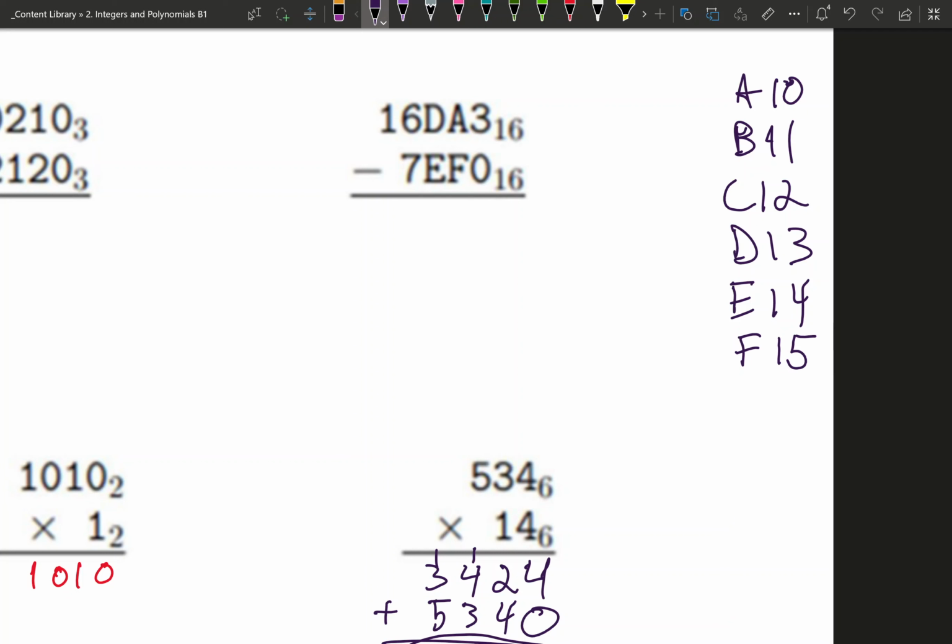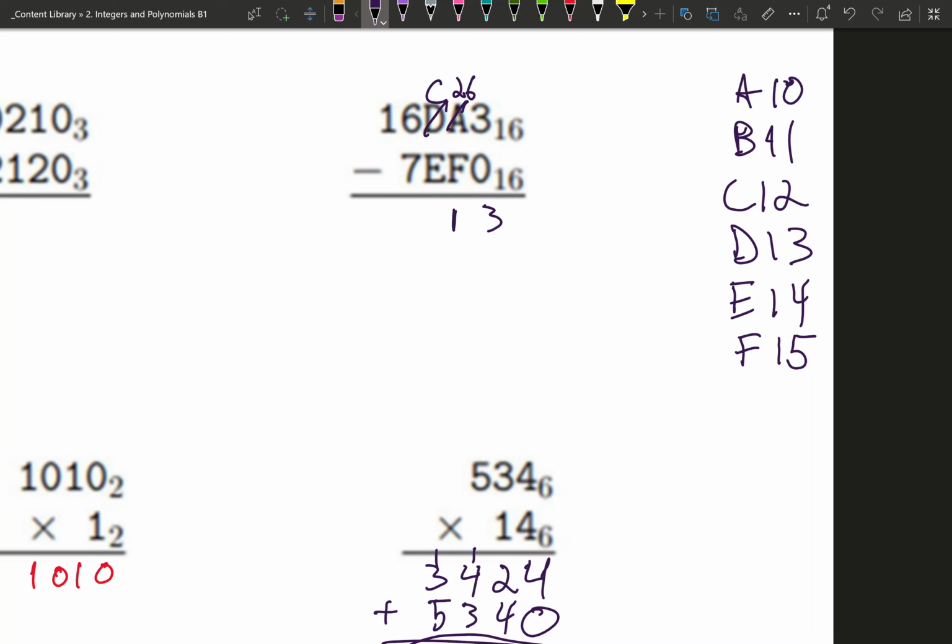So 3 minus 0, 3. Easy enough. A minus F is 10 minus 15. Can't do that. Need to borrow. D becomes a C. And then we have to add 16 because we're in base 16. So this is going to be a 26. So then we have 26 minus F, which is 15, gives us 11.